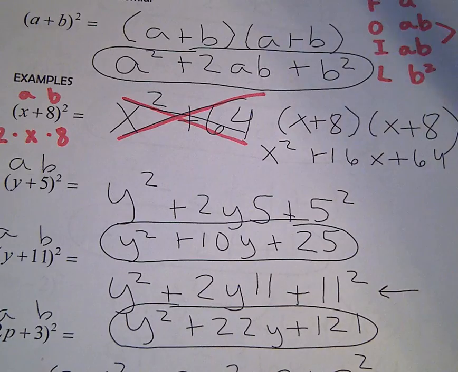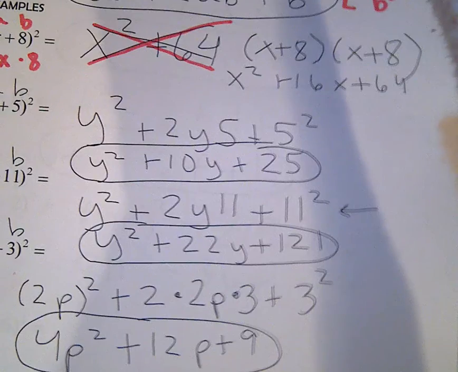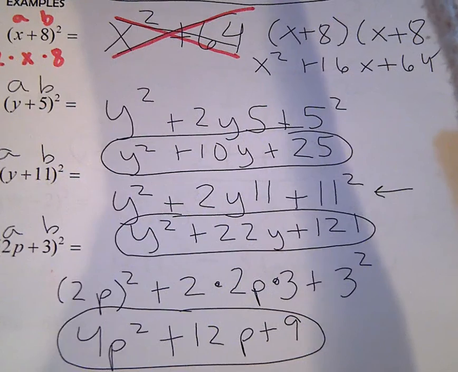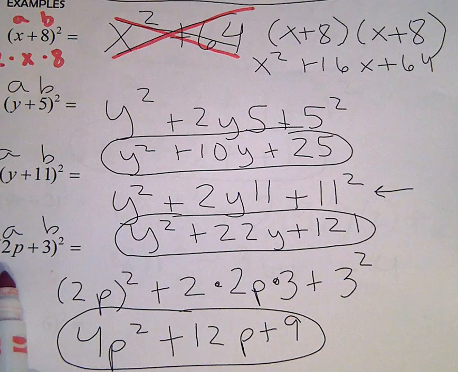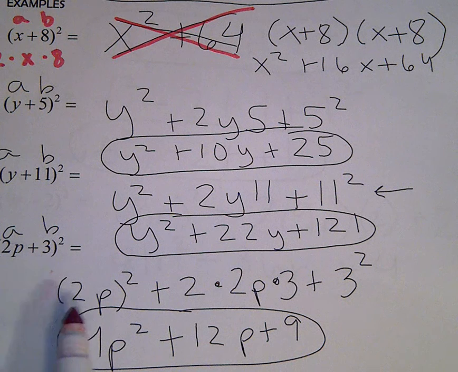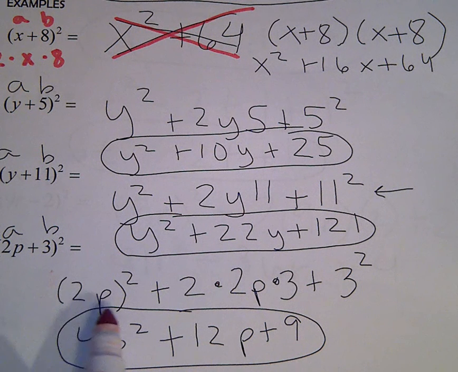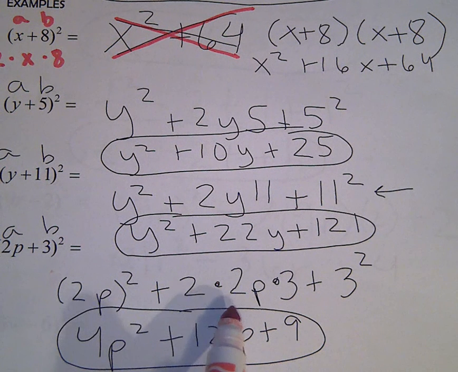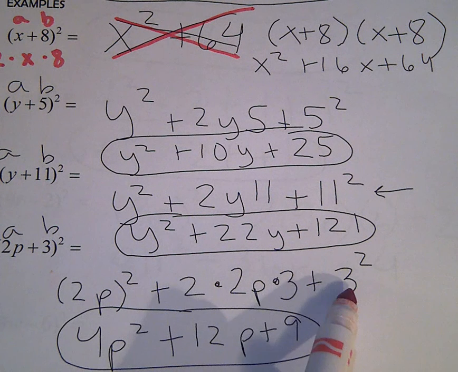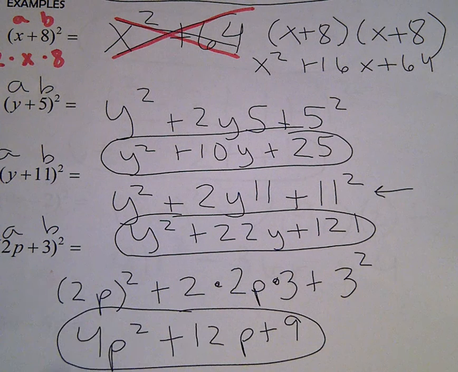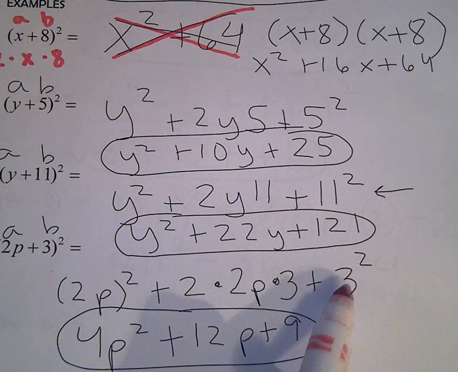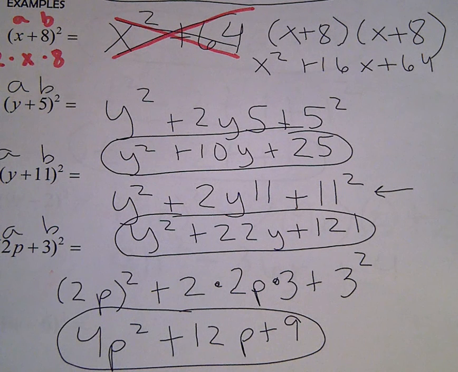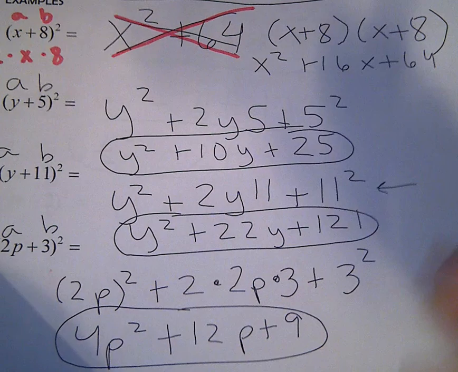Now this last example I have here is a little different because my a is 2p. So when you do this one, you have to do the quantity 2p squared. Notice I put it in parentheses because I have to square all of it, plus 2 times 2p times 3 plus 3 squared. So 2p squared is 4p squared, and then 2 times 2p times 3 is 12p, plus 3 squared, which is 9. So there's our answer.